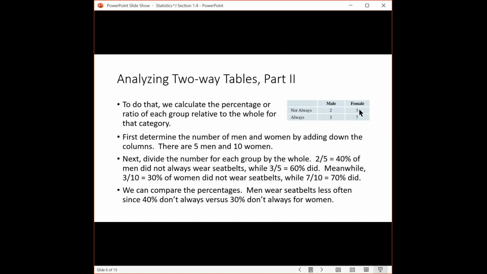Same thing for the women. We take the 3, divide it by the total, which was 10. 3 over 10 gives us 30%, and then we take the 7, divide it by the 10, and that gives us 70%. So 30% of the women do not always wear their seatbelts, and 70% of the women do always wear their seatbelts. Now we can directly compare the percentages. Through that direct comparison, we can see that men wear seatbelts less often, since 40% don't always wear their seatbelts versus 30% for women.